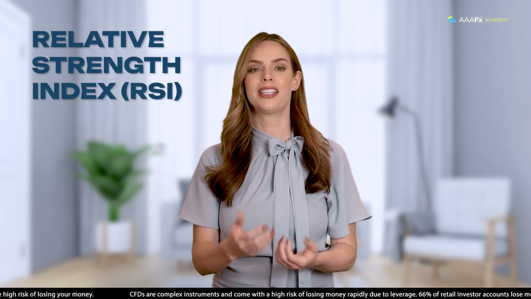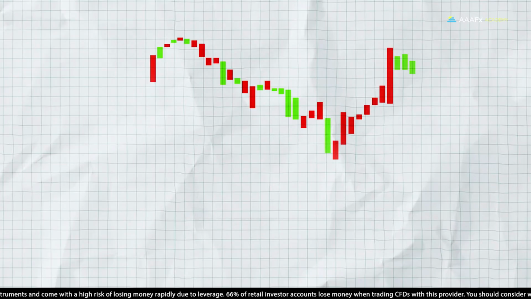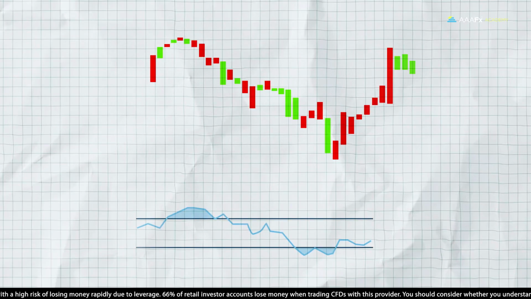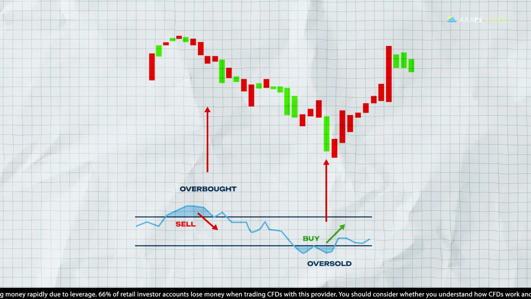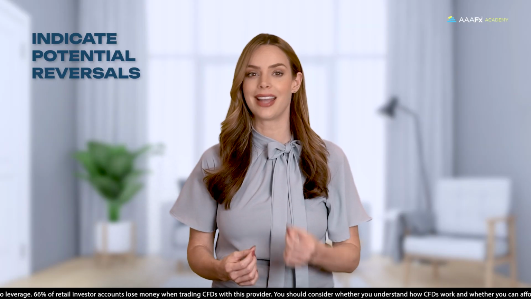Number 6, Relative Strength Index, or RSI. RSI measures strength or weakness relative to recent price movements. Keep an eye on overbought or oversold conditions. They could indicate potential reversals and guide your entry and exit strategy.